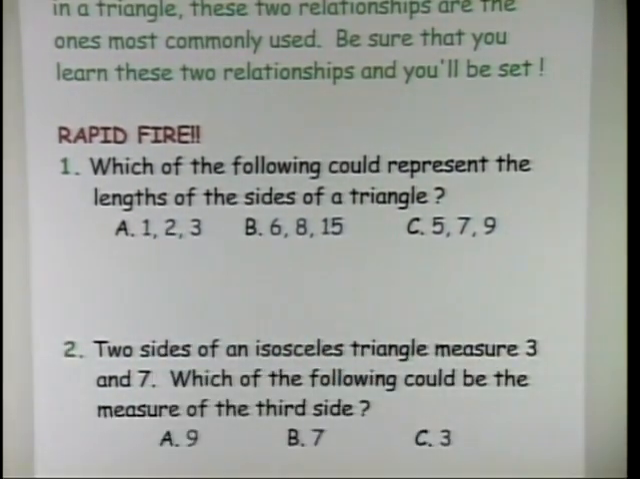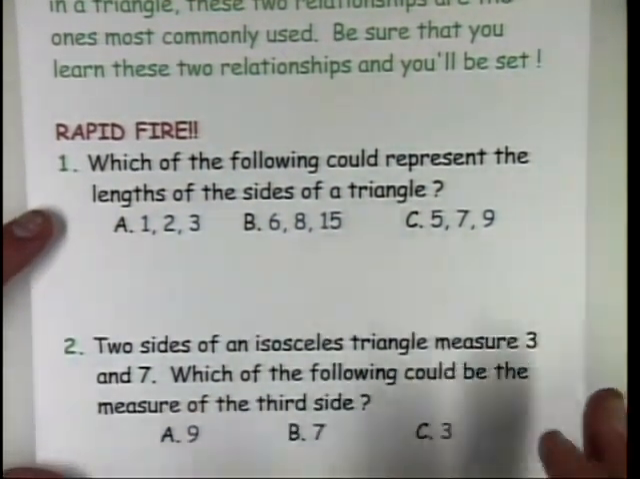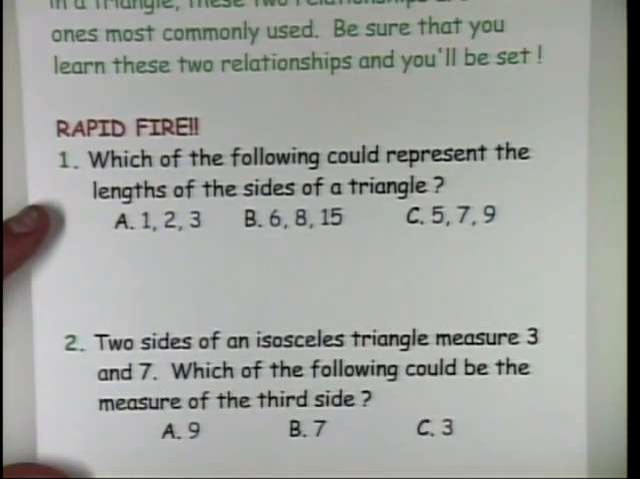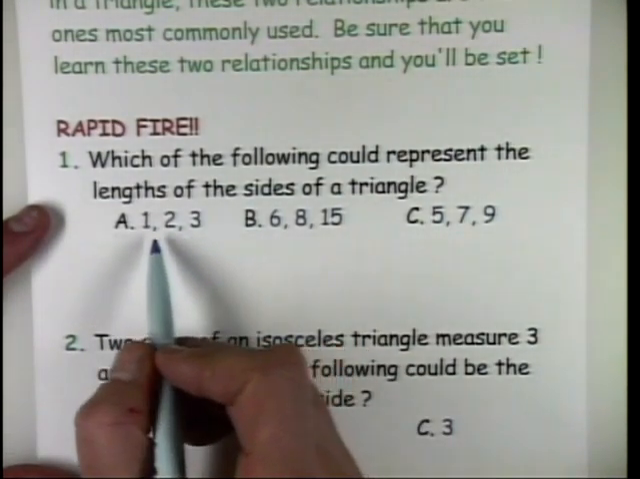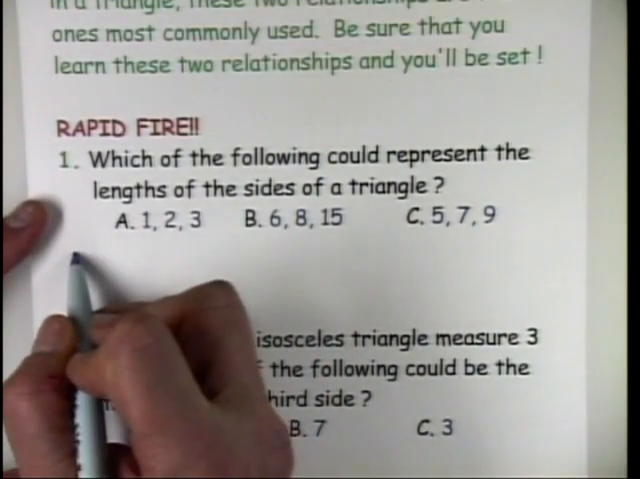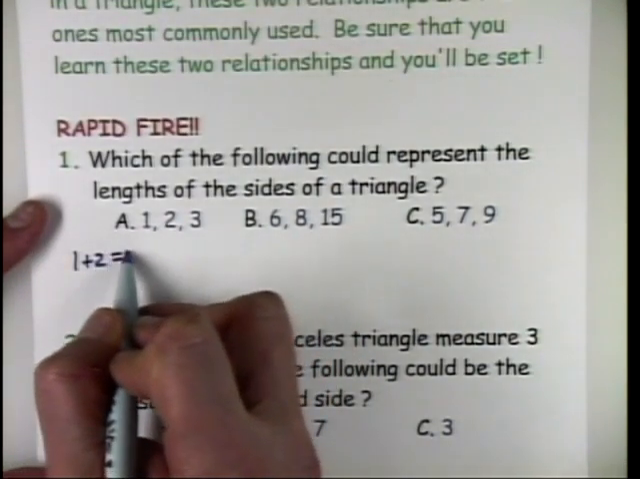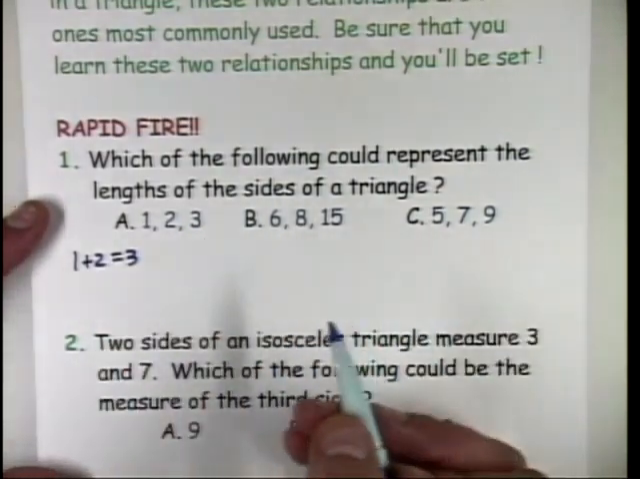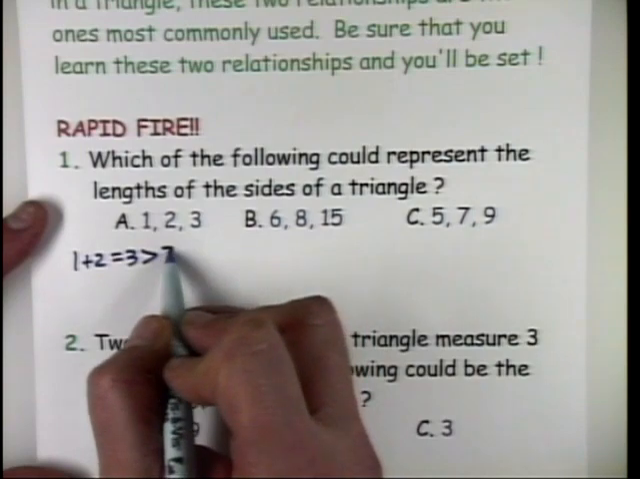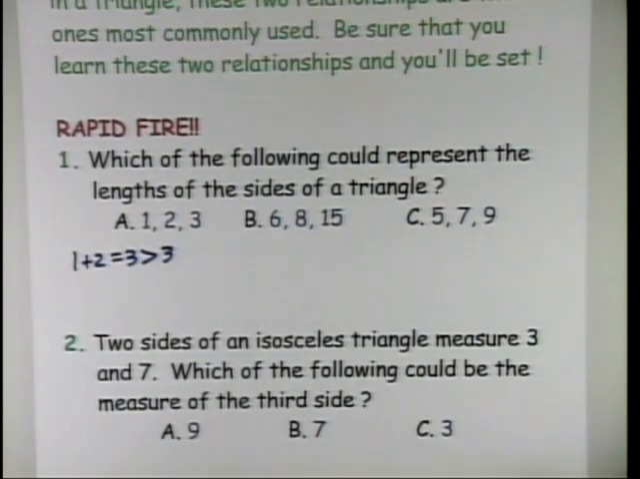Number one, which of the following could represent the lengths of the sides of a triangle? Well, this is going to be the triangle inequality. We just need to check all the combinations of two sides added together and make sure it's larger than the third side. So let's take choice A. If I take the first two numbers, 1 plus 2, I know that's 3. And the inequality says if it's a triangle, that has to be strictly larger than the third side, which is 3. So let me ask you at home, is 3 bigger than 3?